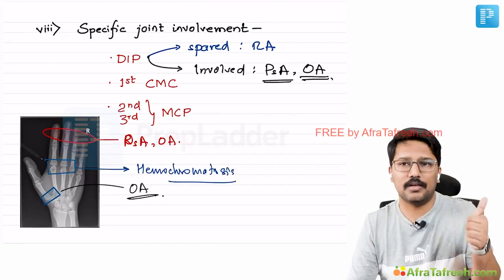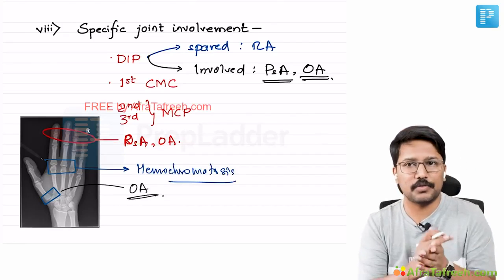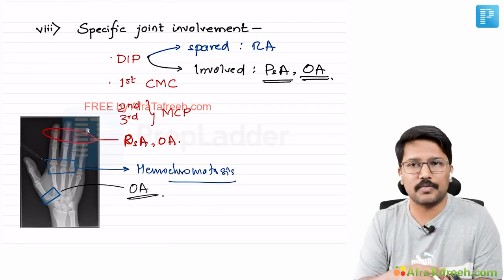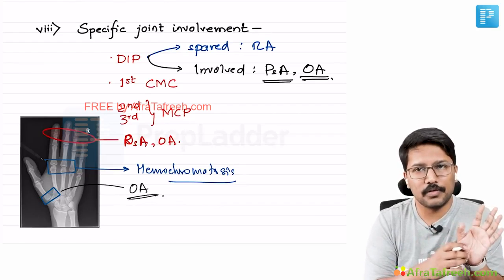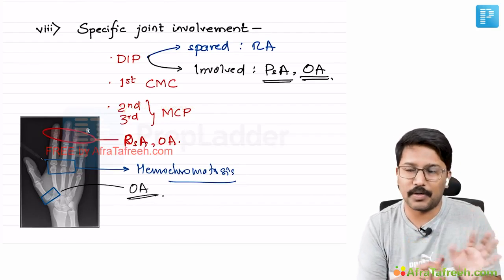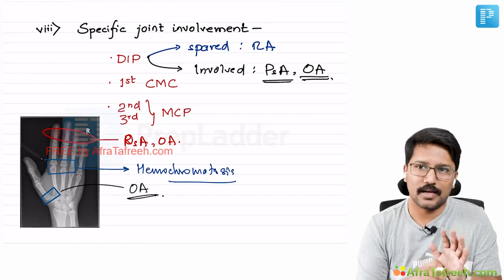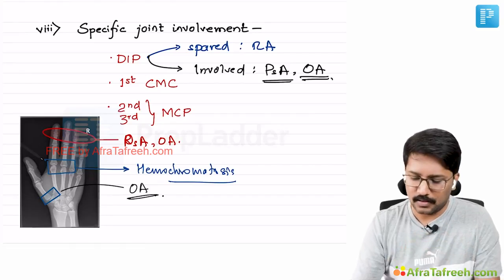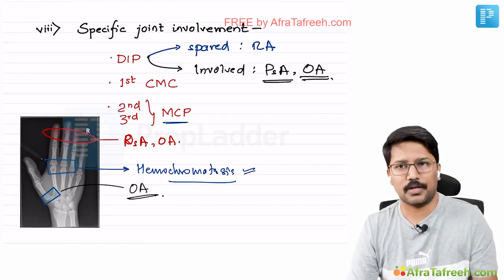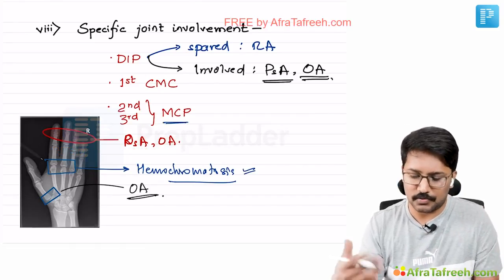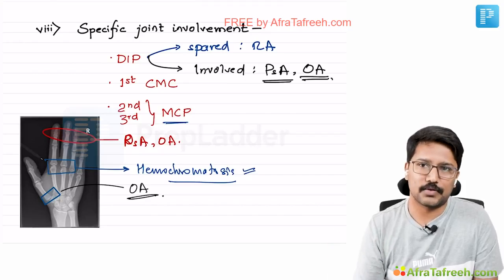Right? So DIP is usually spared in patients with rheumatoid arthritis. DIP involvement is very characteristic of psoriatic arthritis and osteoarthritis. Then involvement of the first carpometacarpal joints is very typical of osteoarthritis, and the second and third metacarpophalangeal joints is very typical of hemochromatosis. Okay, so these are important potential MCQ points, and this can be directly asked as an MCQ.